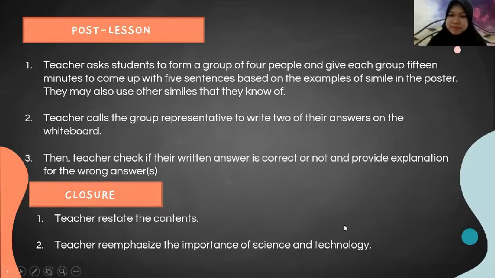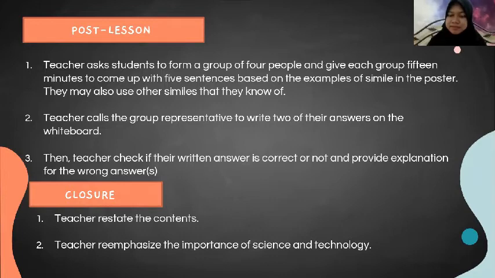Next, we're moving on to the post-lesson, where the teacher asks the students to form groups of 4 people and gives each group about 10 minutes to come up with 5 sentences based on the examples of simile in the poster. They may also use other similes that they have learned before. The teacher calls the group representative to write 2 of their answers on the whiteboard.